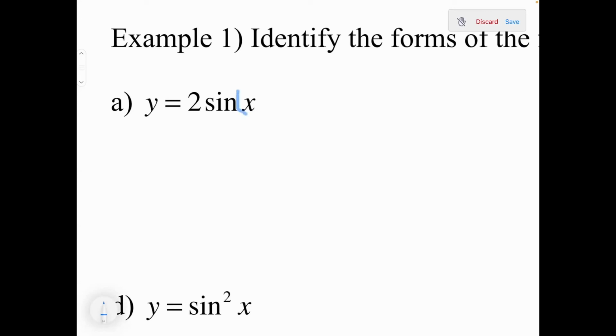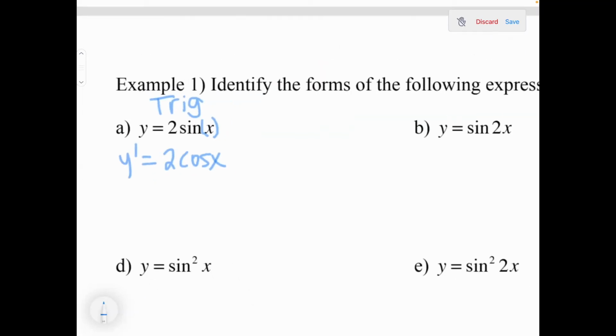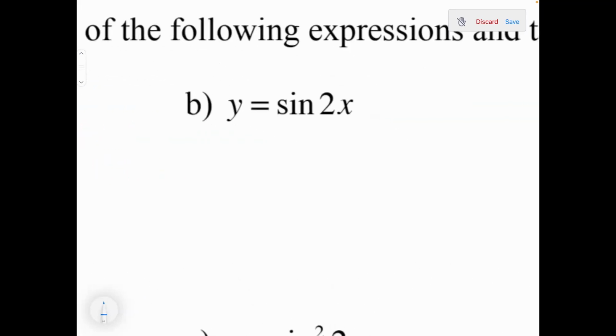This x, there's nothing inside there. So that's nice. We don't have any powers. We don't have a product. So this is just basic trig form. And y prime would be equal to 2 times the derivative of sine x, which is cosine x, times the derivative of x, which is just 1. So that chain rule still comes into play there.